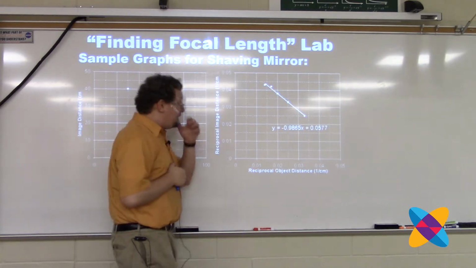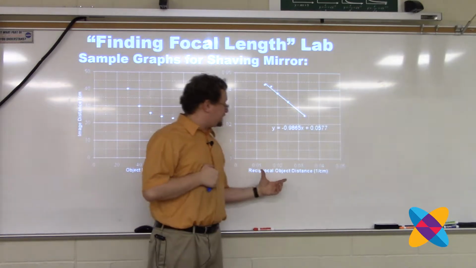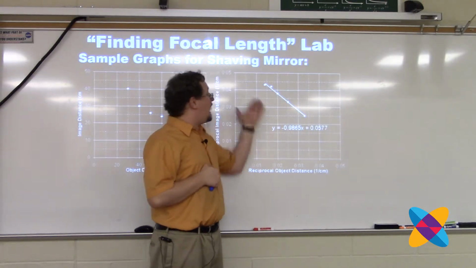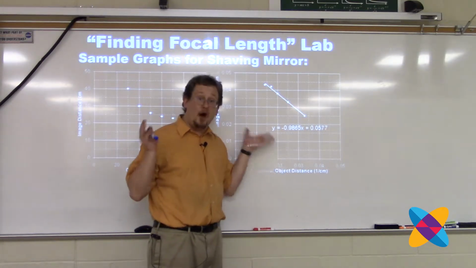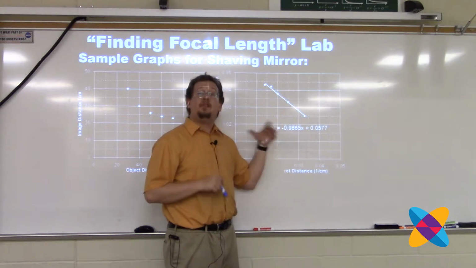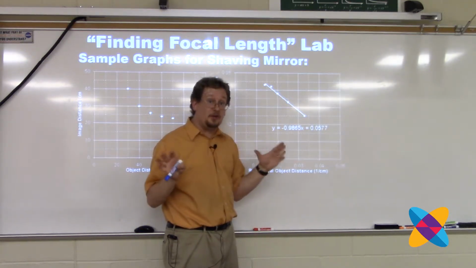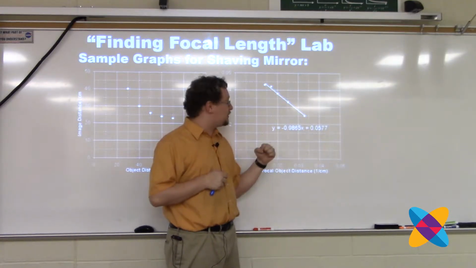However, if I make a graph of reciprocal of the image distance and reciprocal of the object distance, I actually get a line. That line has a slope of -1. It's supposed to have a slope of -1. You're looking at this right here. That's almost -1. That's because for any lab you do, for any lens or mirror, you should get a slope of -1. I'm going to show you why that is.